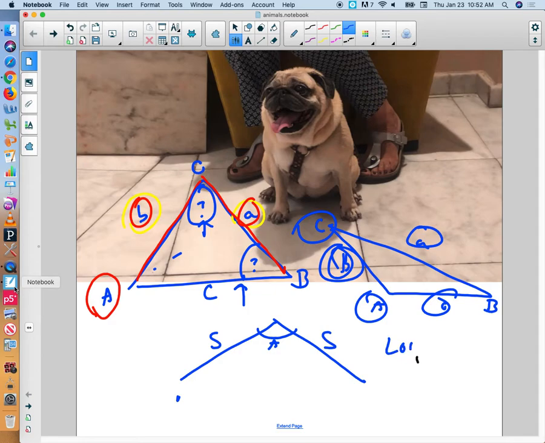And when are you going to use the law of cosines? When you have an A, a B, and a C, 3 different letters. Now let's talk about side-side-side, where you have 3 sides.